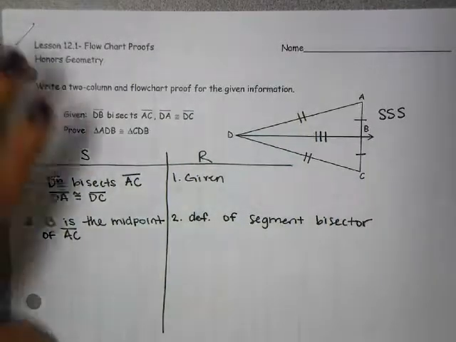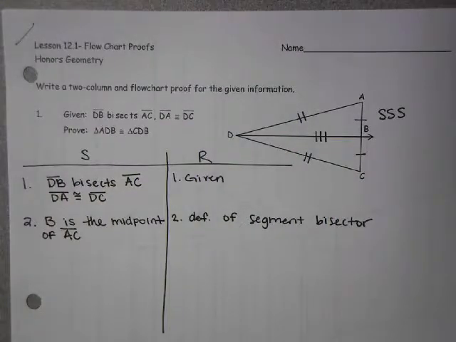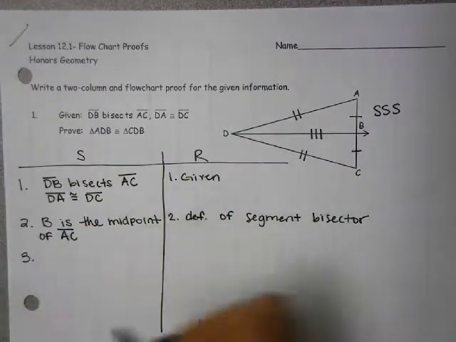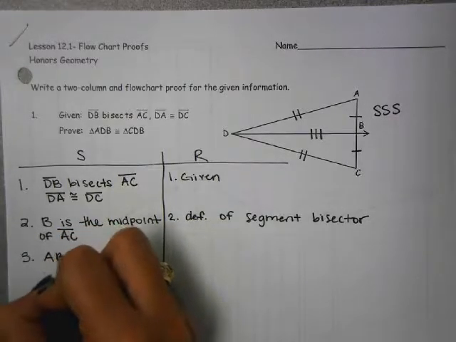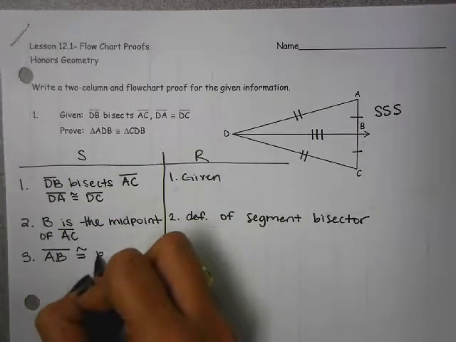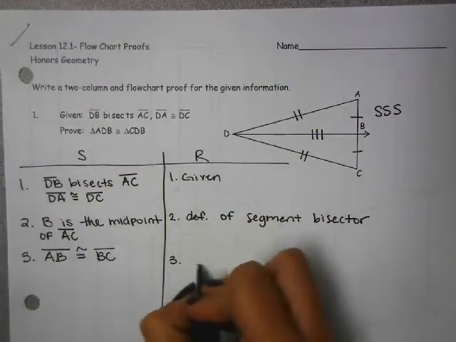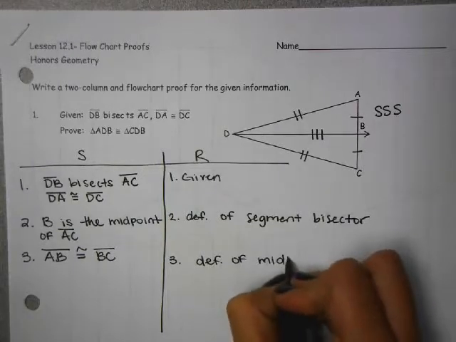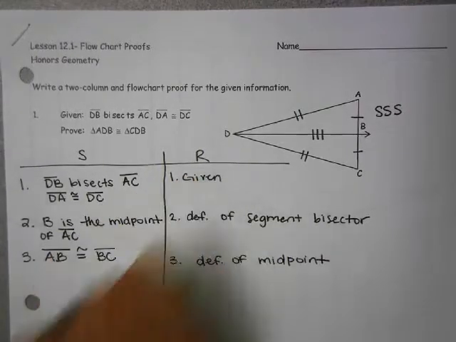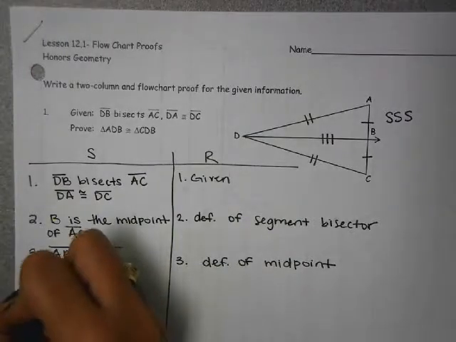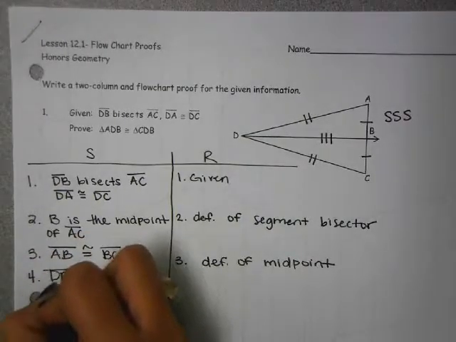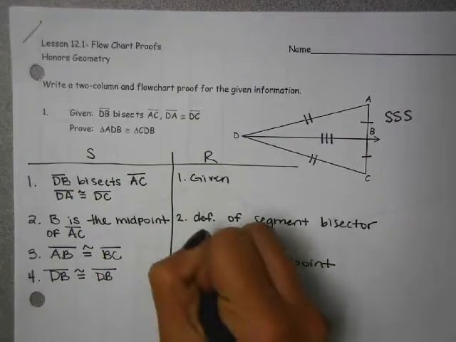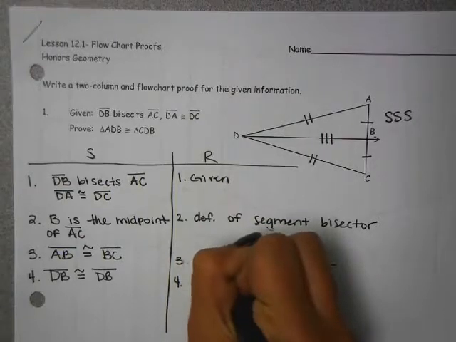Okay, so then we have that. So then let's go based off of our midpoint. So what do we know about midpoint? Then we know that AB is congruent to BC by definition of midpoint. Okay, so now we have two of our sides, so we need to state our third side. So we have DB is congruent to DB, and that is by the reflexive property.